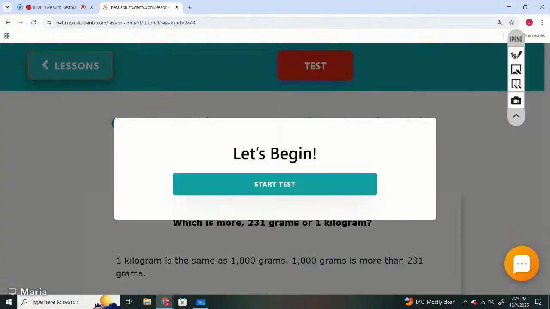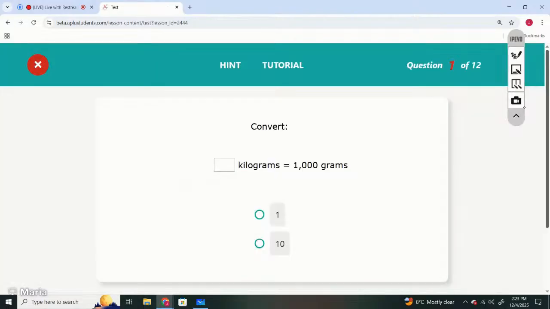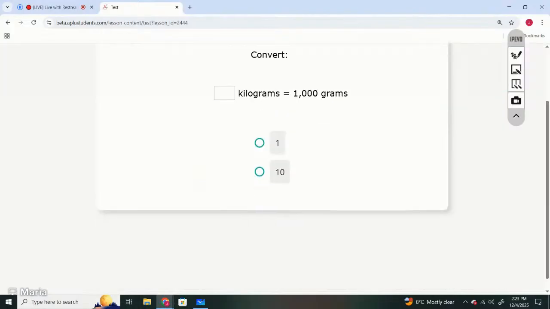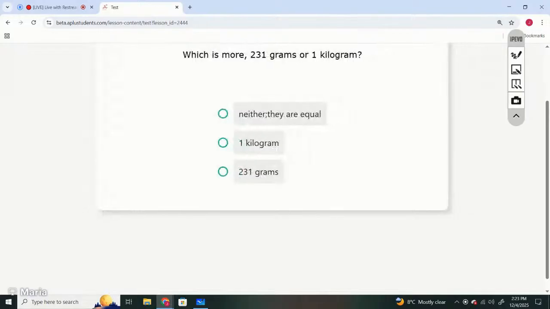Okay, let's just start with the test questions. So 1000 grams equal how many kilograms? 1000 grams equal 1 kilogram. This is the very basic unit to measure the weight. Option number 1 is the correct option. One kilogram equals how many grams? One kilogram is equal to 1000 grams. Option number 2 is the correct option.